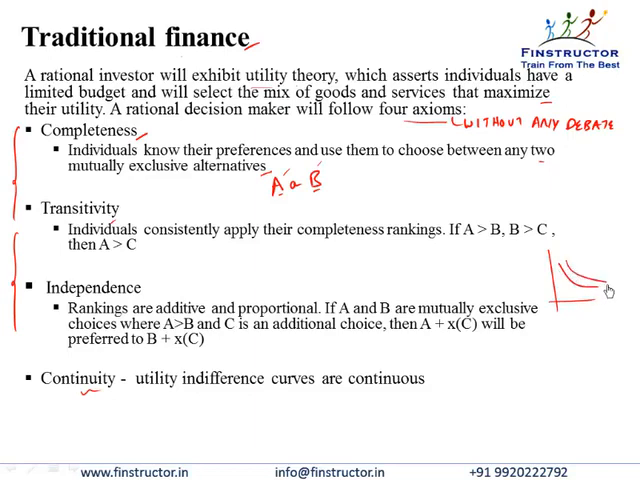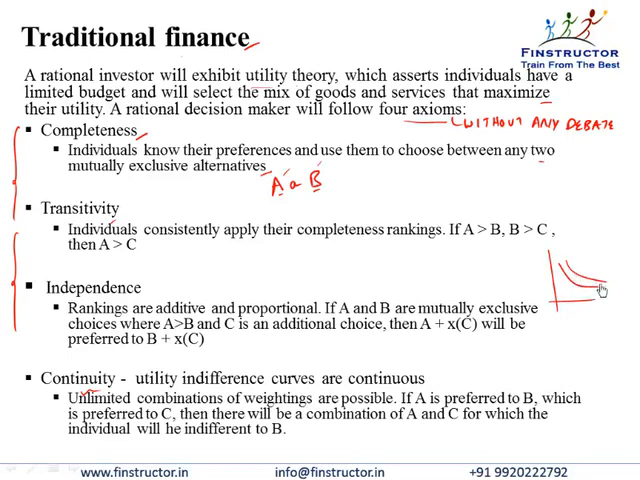So these curves are continuous, implying there is an infinite number of weightings possible between good A and good B, or between investment option A and investment option B. I can have 0.5 of A, 0.6 of B, or infinite combinations are possible, such that if A is preferred to B and B is preferred to C, then there will be some combination of A and C that will equal B. So this continuity in the indifference curve will come if I can have any weighting of A and B.